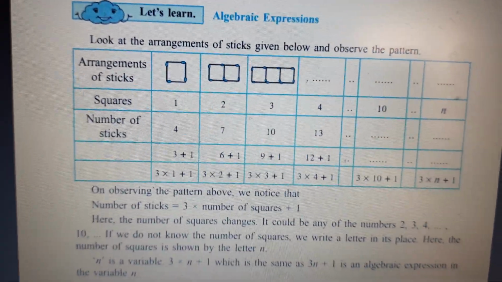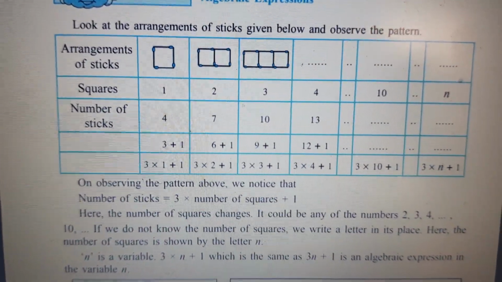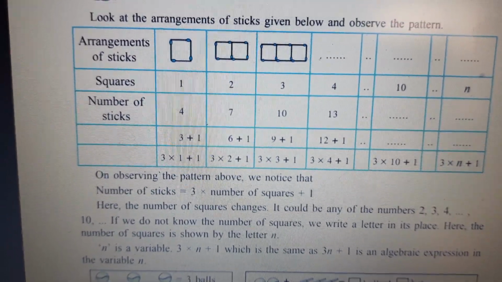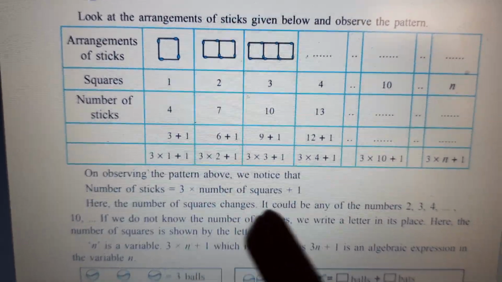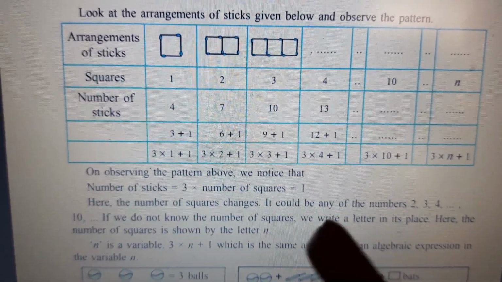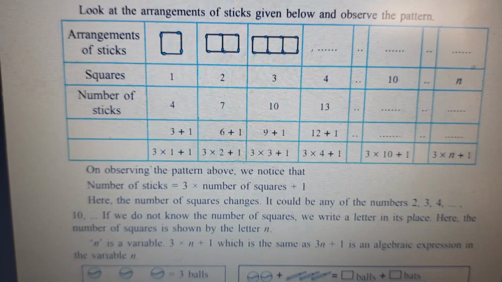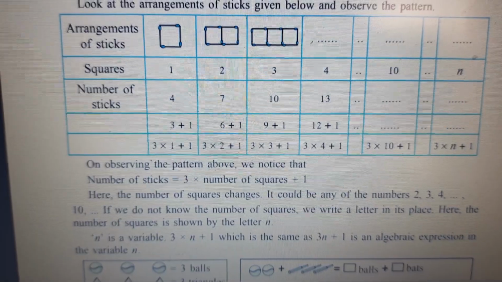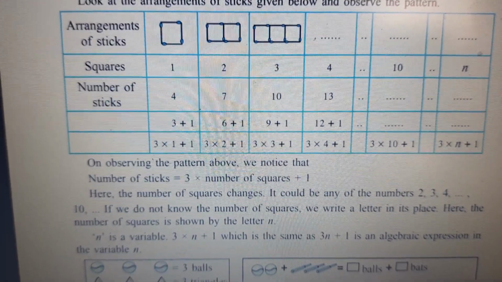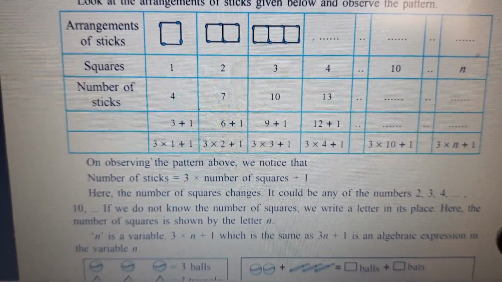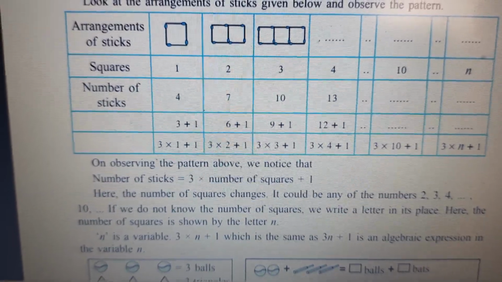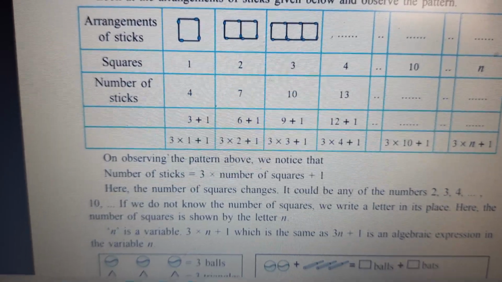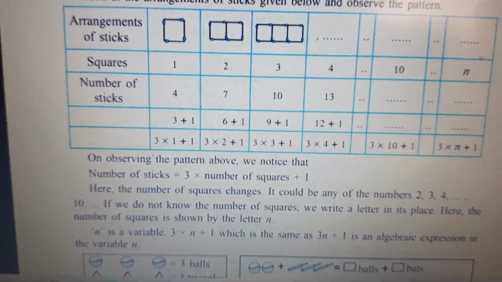So observing the pattern, what do we notice, children? Number of sticks is equal to 3 into number of squares plus 1. The number of squares changes. It could be any of the numbers 2, 3, 4, 10 or infinite, as the numbers are infinite. So if we do not know the number of squares, what will we do, children? We will use a letter in its place, any alphabet from A to Z. So here the number of squares is shown by the letter n. We usually take n for an infinite number.